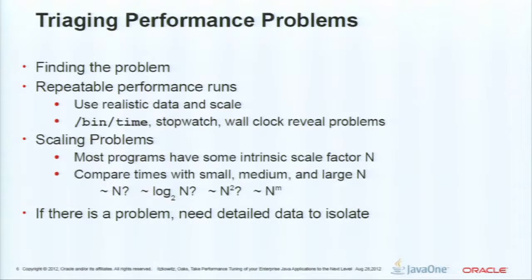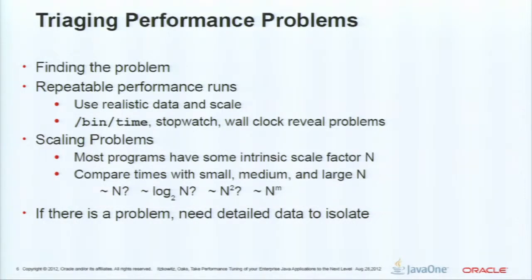The key to being able to do that is to have repeatable performance runs. That is, I can run the same thing over and over again, and I know how much time it takes, and it's repeatable. It takes about the same amount of time every time. Once you do that, you can monitor such a run to get the performance data. It's important when you're tuning a code to use realistic data and scale. It's not much point tuning a code to handle a list of 50 items when in production you'll handle a list of 50,000 items.